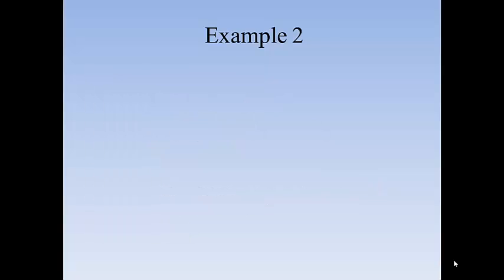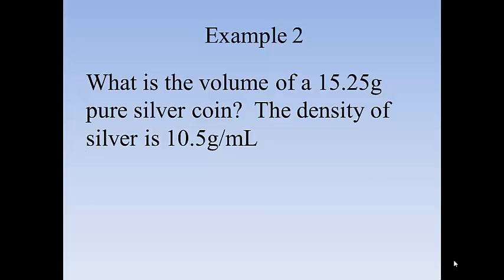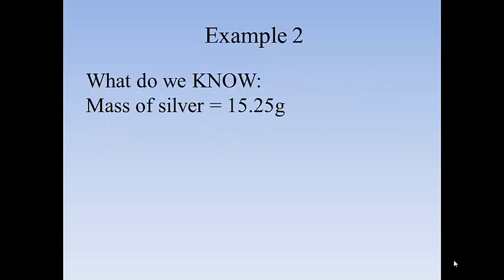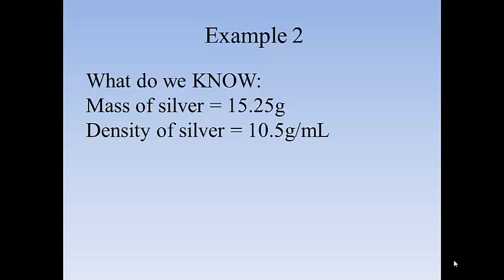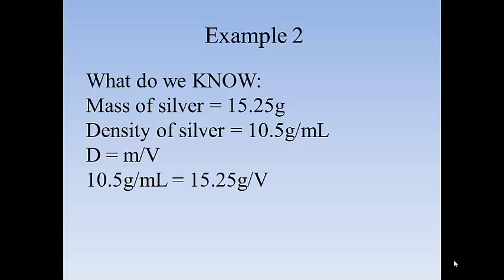Example 2 of how to use this equation. You've got 15.25 grams of silver. You're given the density of silver. What is the volume? What do we know? We know the mass of silver is 15.25 grams. We know the density of silver is 10.5 grams per milliliter. Once again, density is mass divided by volume. So plug the values in. You get 10.5 grams per milliliter equals 15.25 grams over V.